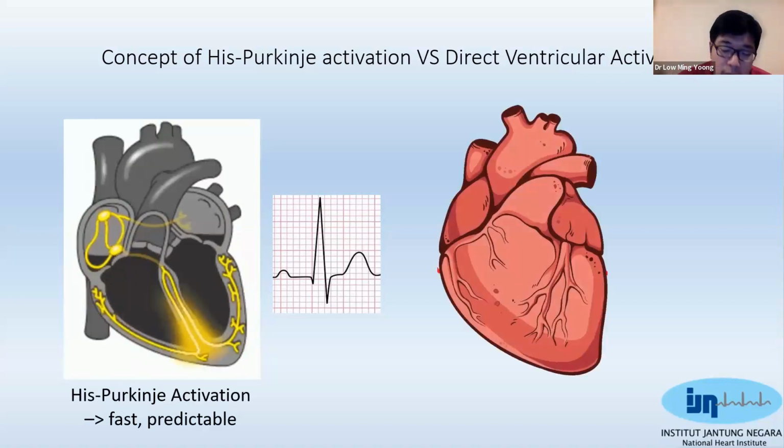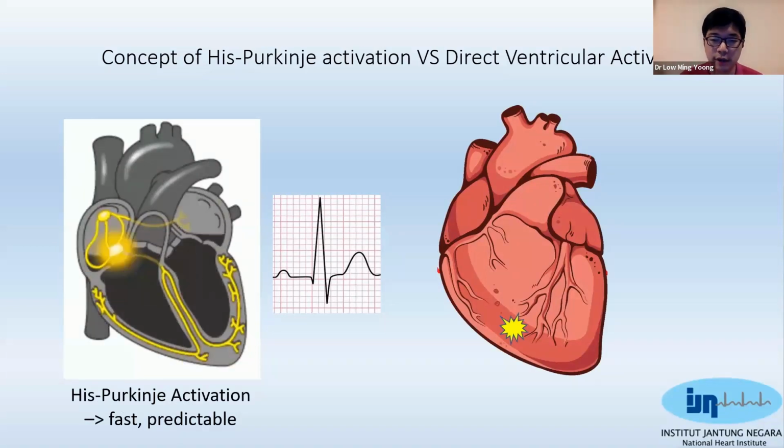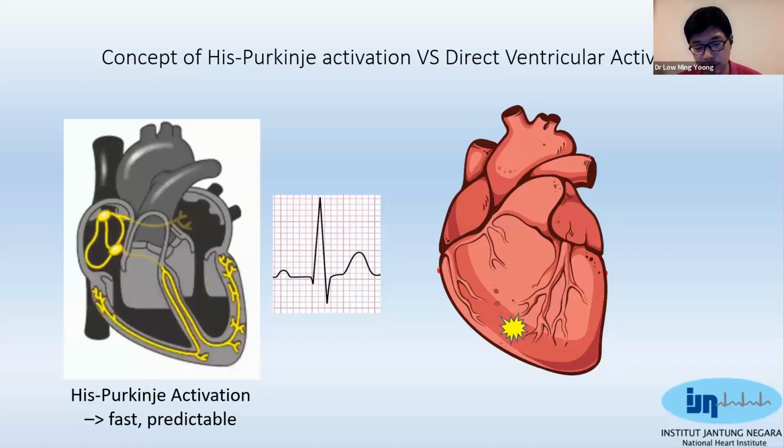I will just give you one as an example. It's a PVC. When it fires, there is no specialized conduction to carry it. So what it does is it depolarizes cell to cell. That means one ventricular myocardium to the next, and to the next. So it spreads out, okay?